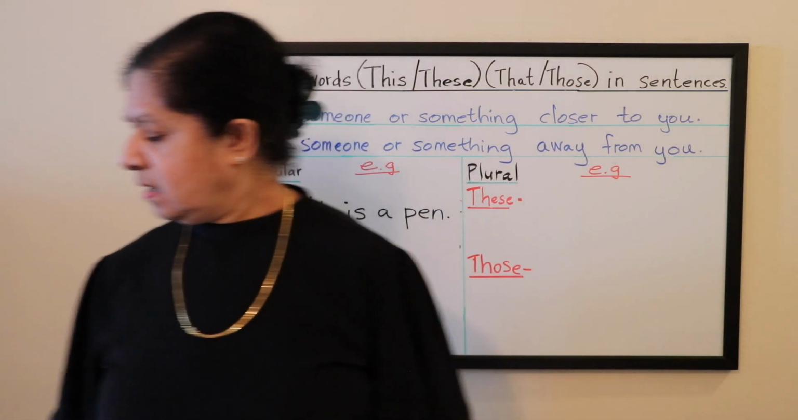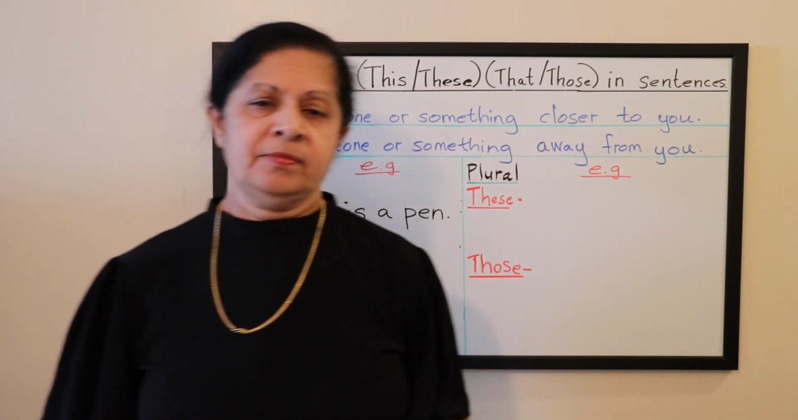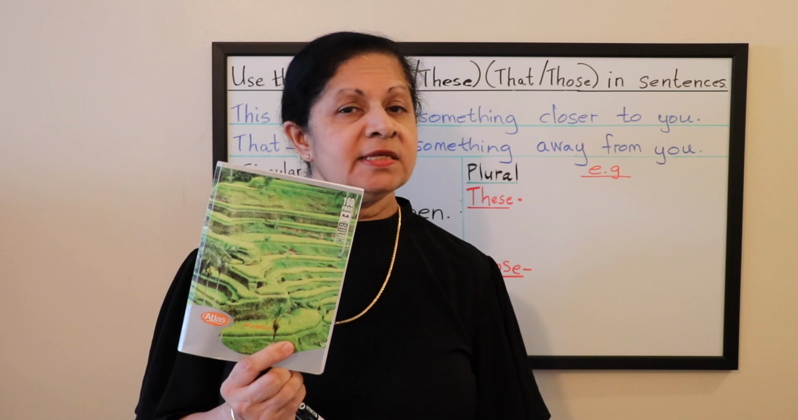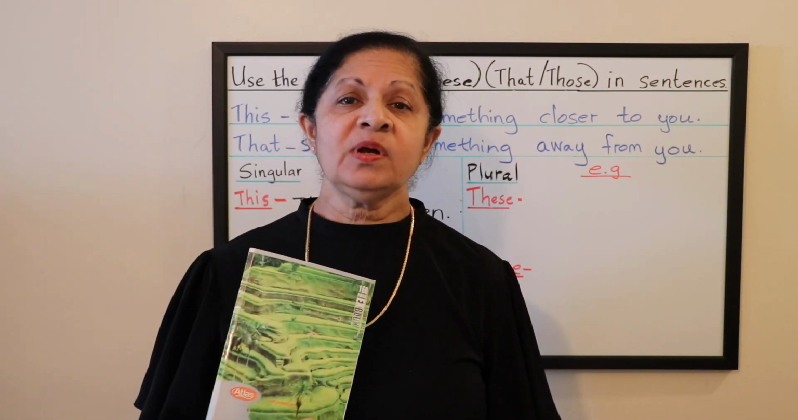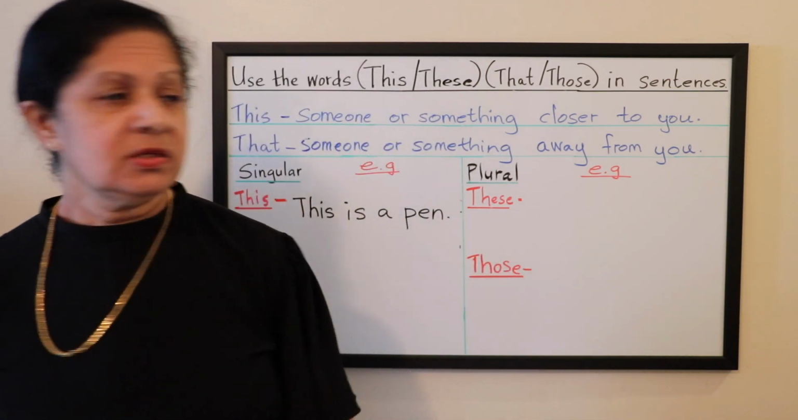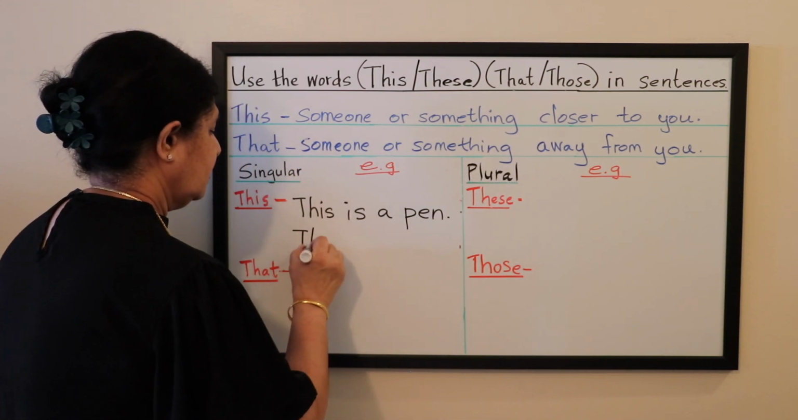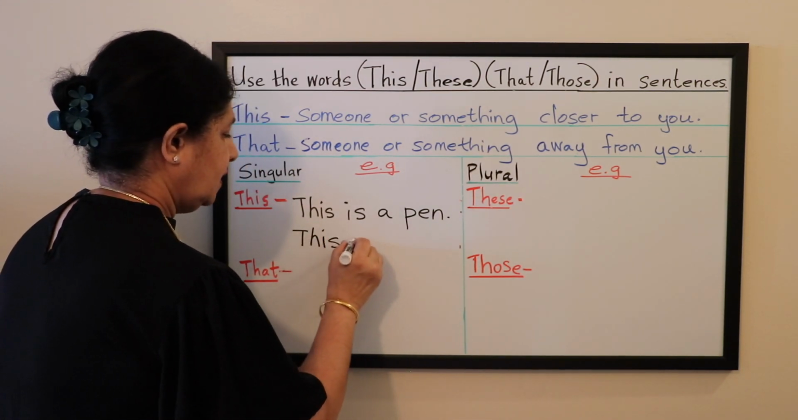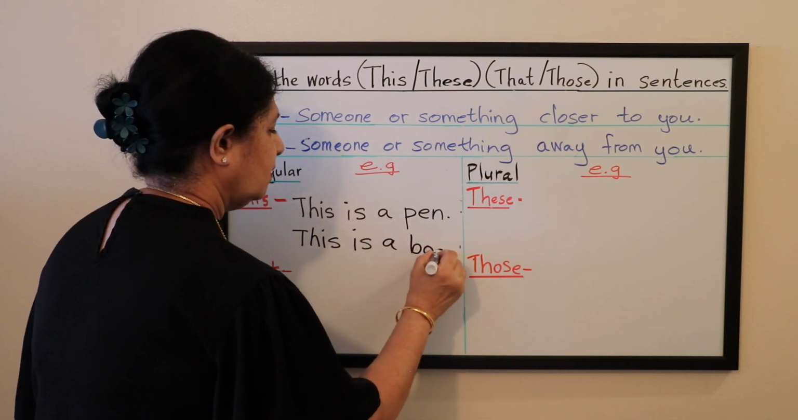Next, I'm going to get a book and I say, this is a book. Why do I say that? Because the book is with me. It's closer to me. So I put here, this is a book.